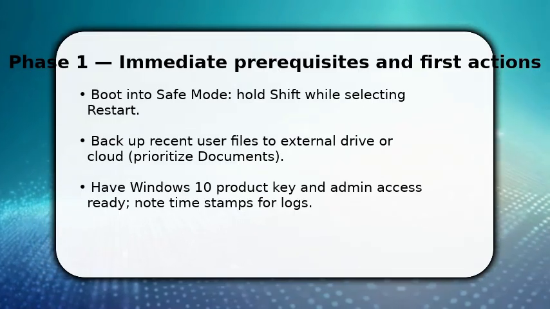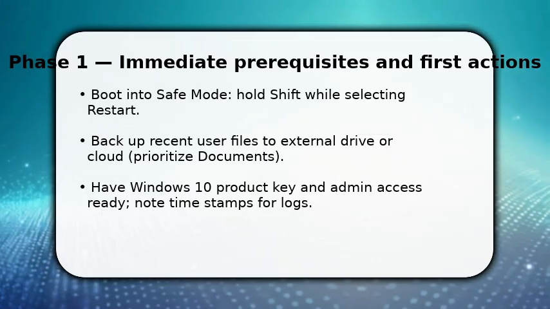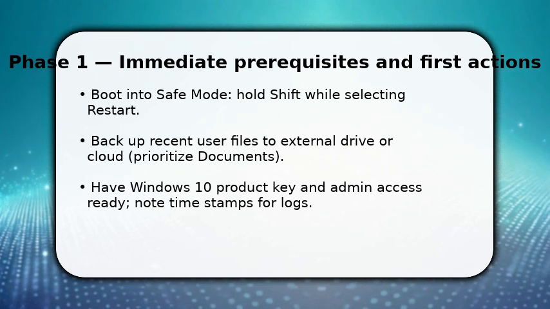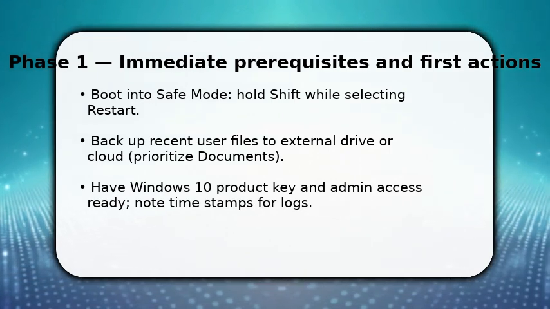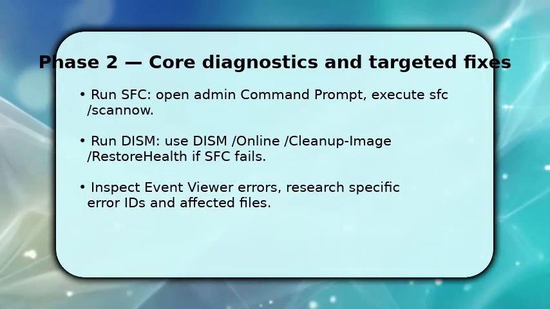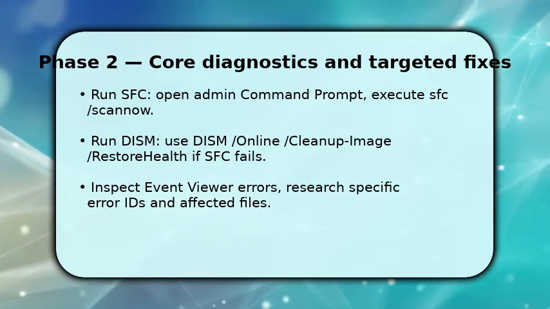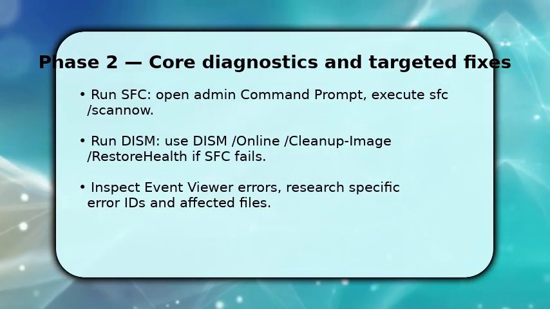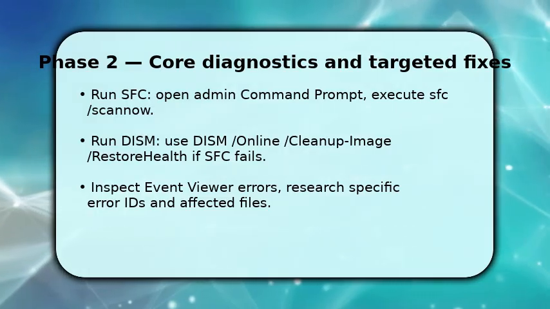Make sure you have admin rights and your Windows product key available, because you may need elevated tools or system restore access later. Once done with backups and notes, run System File Checker. Open an elevated command prompt and run sfc /scannow to repair corrupted system files. If SFC reports issues it cannot fix, run dism /online /cleanup-image /restorehealth to fetch healthy components from Windows Update.